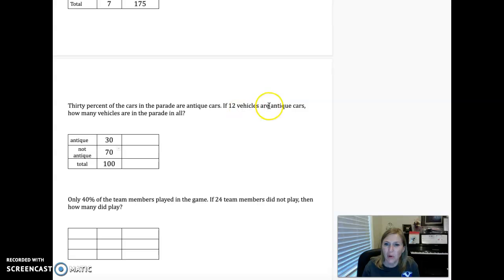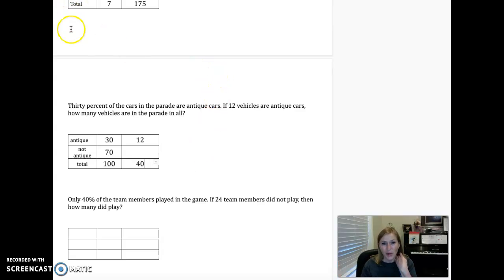So now it says, if 12 vehicles are antique cars, so 12 are antique, how many vehicles are in the parade in all? So are we looking for the not antique or the total? That's kind of the question, and the question says in all. So the in all means we're going to fill it in right here. So again, I think cross multiplication is going to be the easiest. 12 times 100 is 1200, and 1200 divided by 30 is 40.